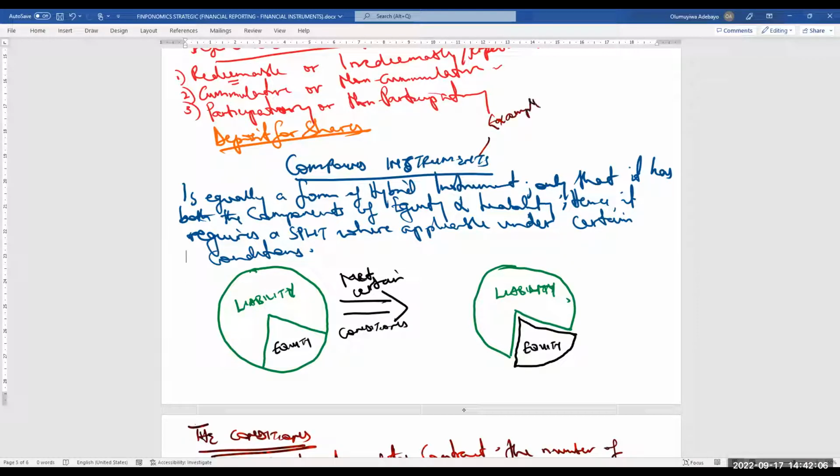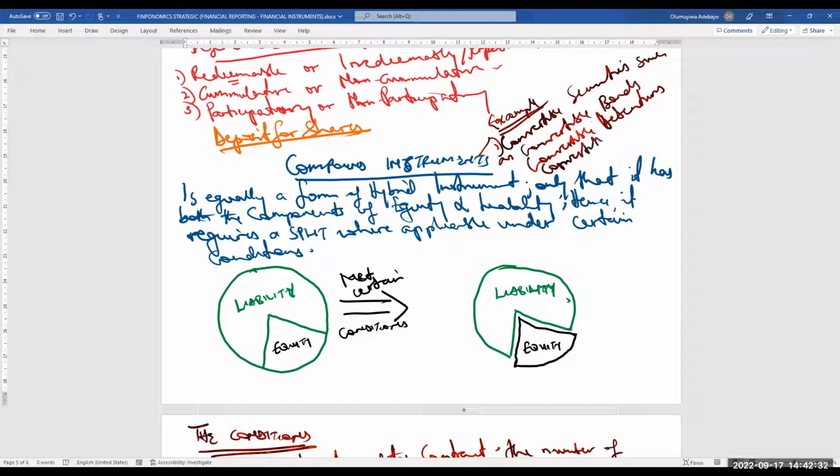Examples of a compound instrument are convertible securities, such as convertible bond, convertible debentures, convertible loans, and such as convertible preferred shares, if any. Okay, that is that.